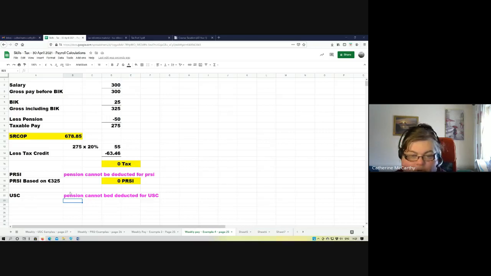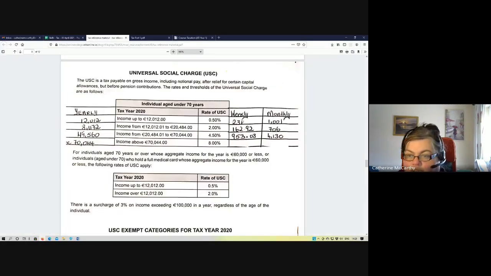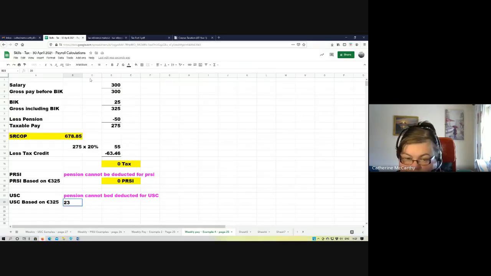Okay, so we will have, if you go back to page 8 now, so first, what's it based on? The USC is based on, again, the 325, the figure before the pension. So we will have 231 at 0.5%.